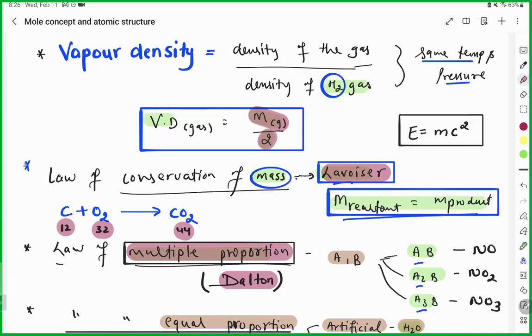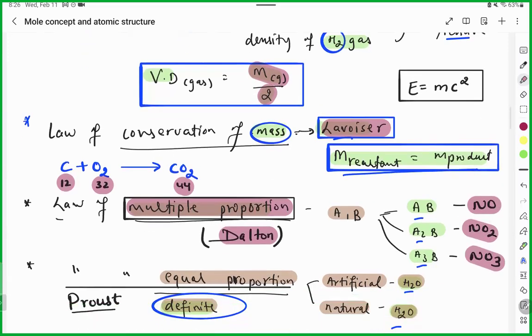Atomic mass fixed mass, or when number. When we take any molecule and one atom is fixed, another is changing, they will change in the simple whole ratio. Here, nitrogen and oxygen are present in 1:1 ratio. Nitrogen oxygen 1:2 ratio. Nitrogen oxygen 1:3 ratio. It will be present in the whole ratio.